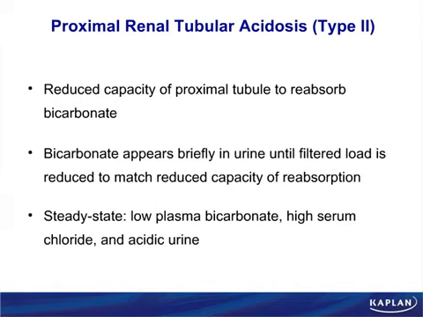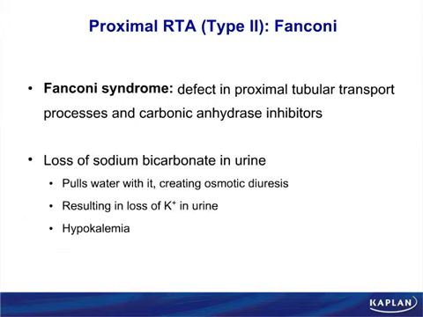So we mentioned the proximal RTA before, but let's summarize. This is a reduced ability of the proximal tubules to reabsorb bicarbonate. Bicarbonate briefly appears in the urine until the filtered load is reduced to match the reduced capacity to reabsorb. At steady state levels, you will see low plasma bicarbonate, high serum chloride with an acidic urine. What can cause a proximal RTA? Fanconi syndrome, which is a defect in the proximal tubule transport process, and carbonic anhydrase inhibitors like acetazolamide.